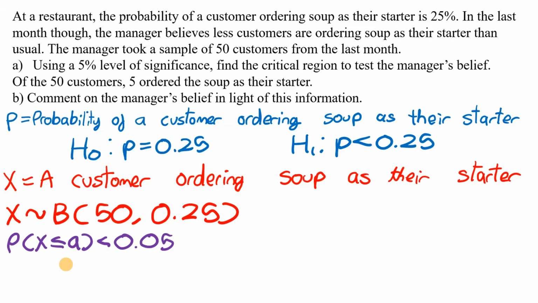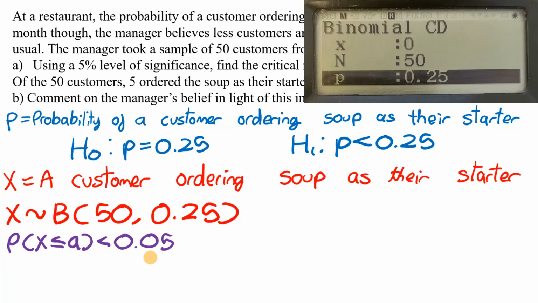There are a few ways that we can find these probabilities. You can use the binomial table that's given to you in the formula booklet. So what you would do is find where n is equal to 50 and p is equal to 0.25, and then find the first value that has a probability that is less than 0.05, and this would be the critical region. That's one way that you can do it, but the way that I do it personally is using the calculator and using the binomial CD mode on the calculator, where n is equal to 50 and p is equal to 0.25, and I sub in values of x and I find the first x value that gives a probability that is less than 0.05.